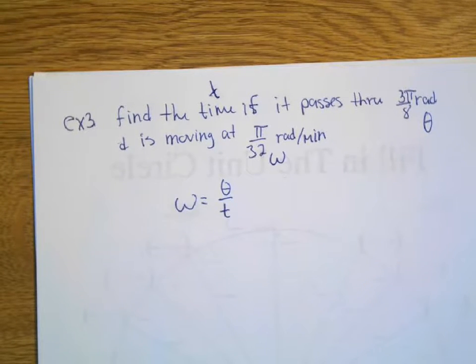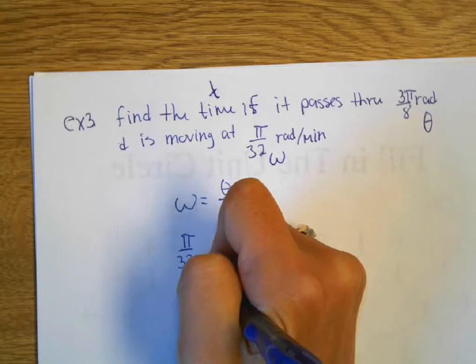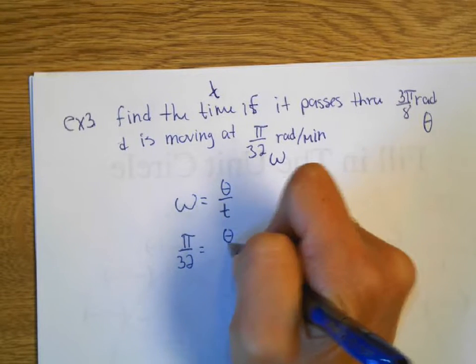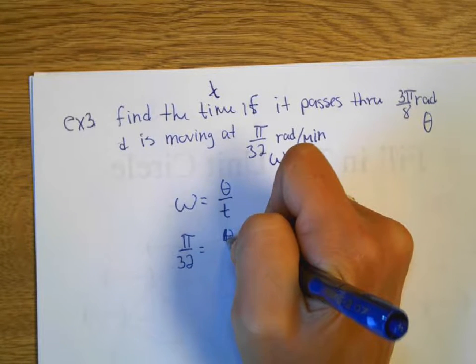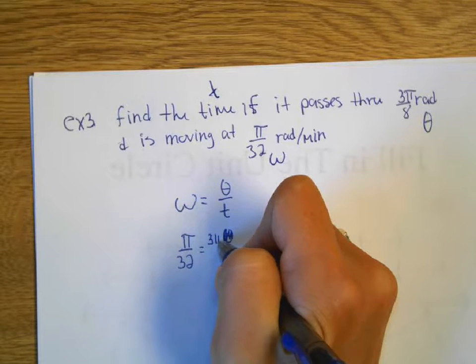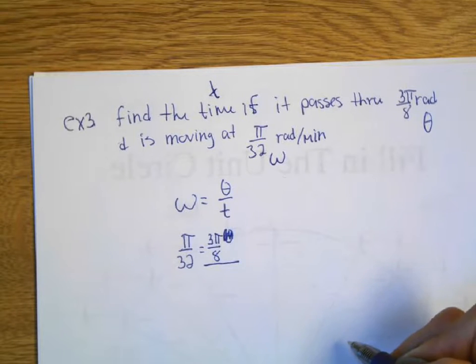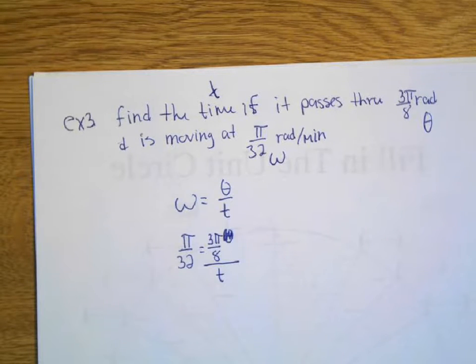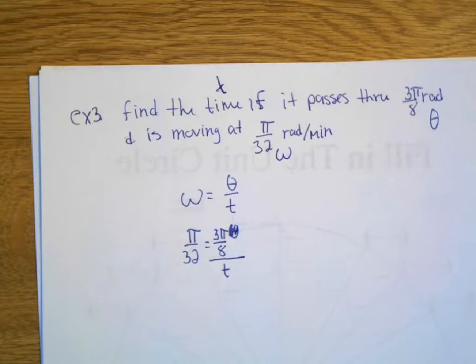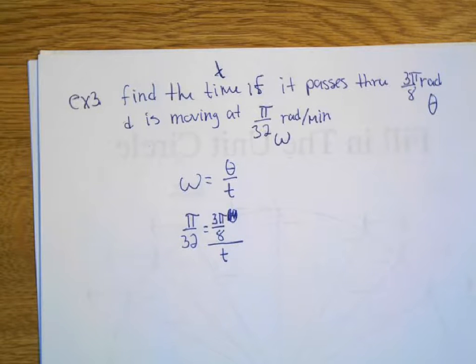Substituting in for the two parts that we know, the W is pi over 32. The theta is unknown. Nope, the theta is known. That's 3 pi over 8, and that is all over time. It's the fraction within the fraction that's the challenge. That's what gets me.